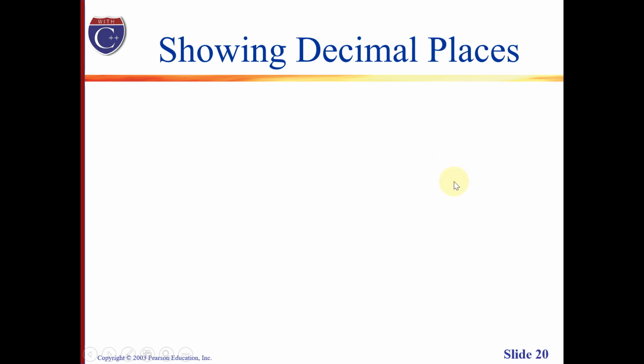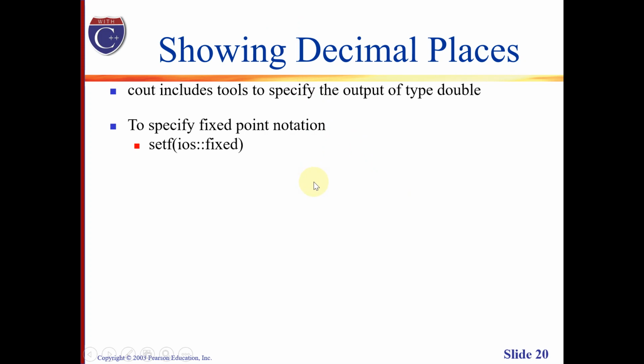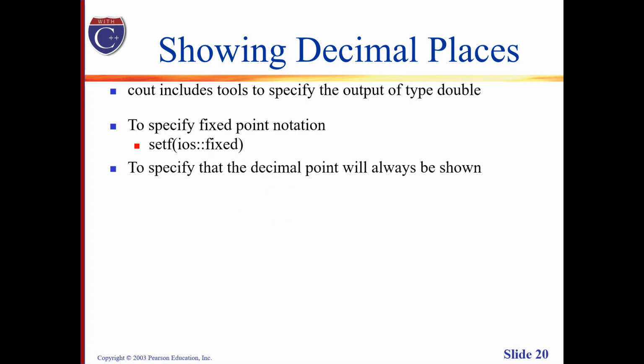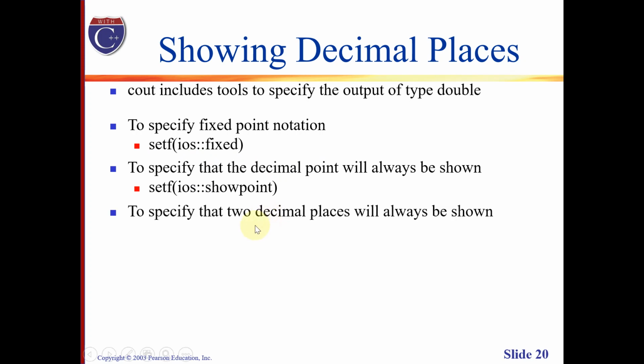To do that, we need formatting which shows decimal places. In this case, cout includes tools to specify the output of type double, such as this one. We can simply use the following function. To specify that the decimal point will always be shown, we can use this. To specify that two decimal places will always be shown, we can use this. For example, we can use the following functions together with a cout statement, just like this one.